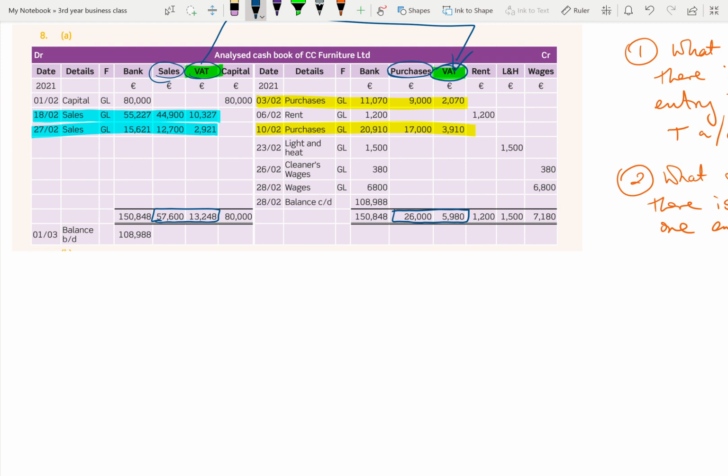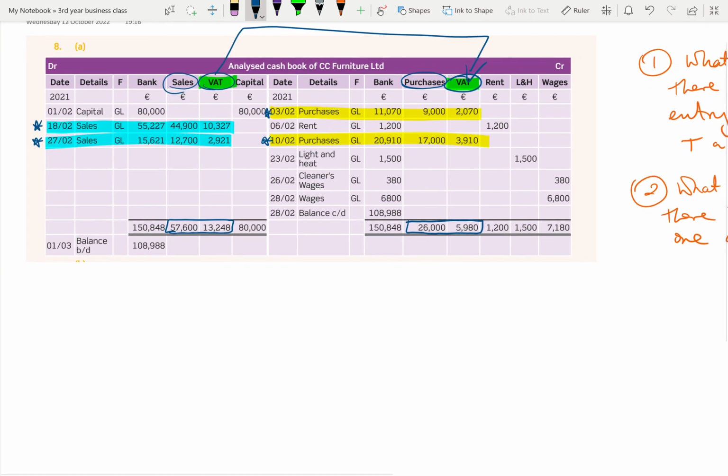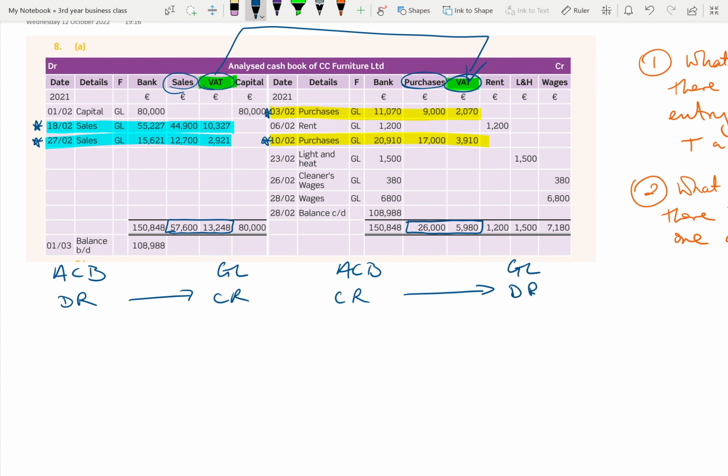Now, I think what happened to some of you today was you did the 2 different transactions for sales, as you can see them here on the debit side, and you did the 2 different transactions for purchases. And for some of you, you got a little bit confused about what way to transfer them, and we got a bit muddled up. So we're going to do the sales account first, okay? Now, remember, if it's a debit in the analysed cash book, it becomes a credit in the general ledger, and in the analysed cash book, credits become debits in the general ledger. That's the rule of thumb, okay?